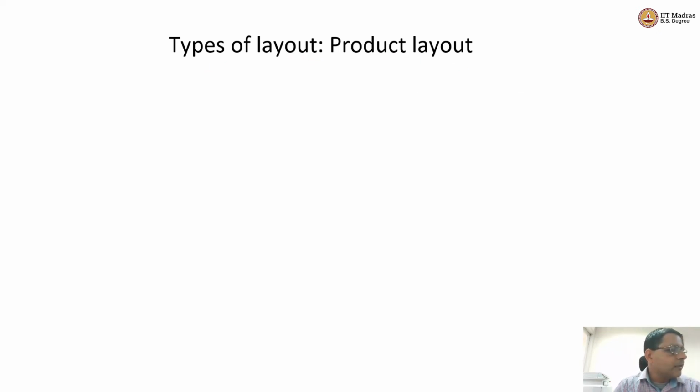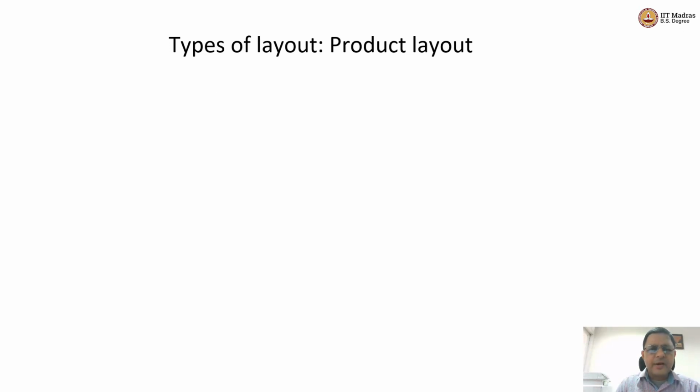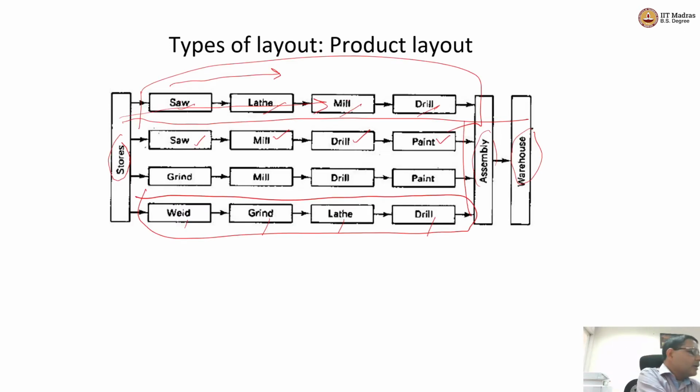So what are the advantages of product layout? Very simple, right? To me, product layout is very simple. Arrange the facilities in the exact sequence of operations, right? Since the layout corresponds to the sequence of operations, it is very logical. To me, it's a very simple, easy to understand layout. It's very smooth, right? The product flows in a particular direction. Products are not going to move up and down. Products are going to move only in this direction.